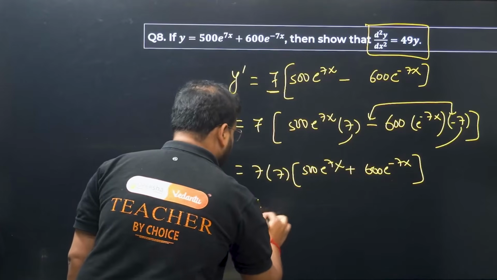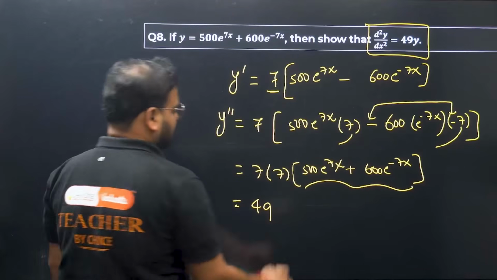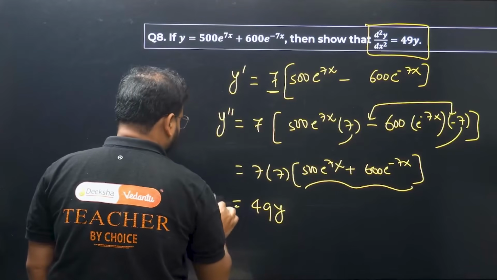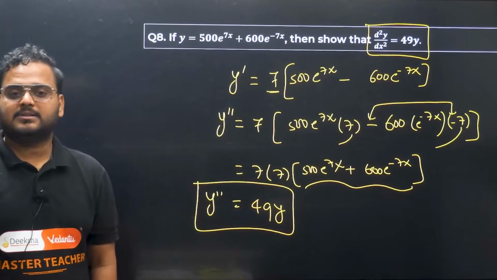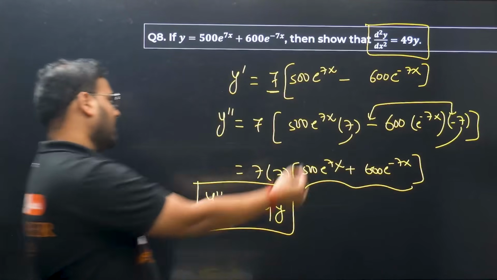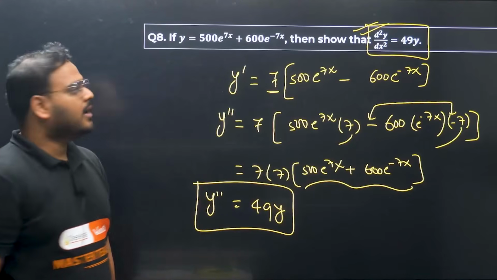So I get the answer as 49, and check this carefully, this is nothing but the value of the function y. The 49y is the value of the second derivative y double dash. Y double dash. Very simple, 49y. Proved, sir. Question number 8 is also over.